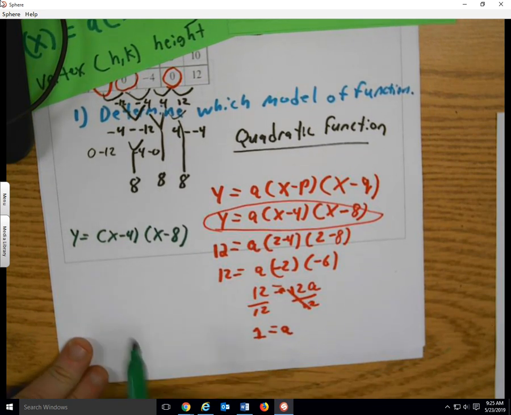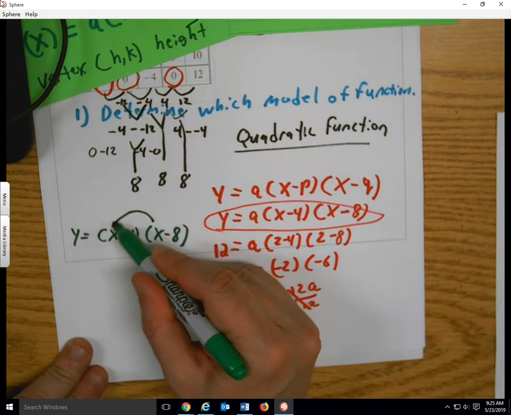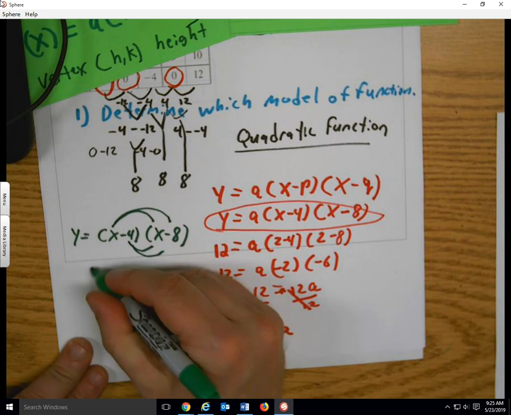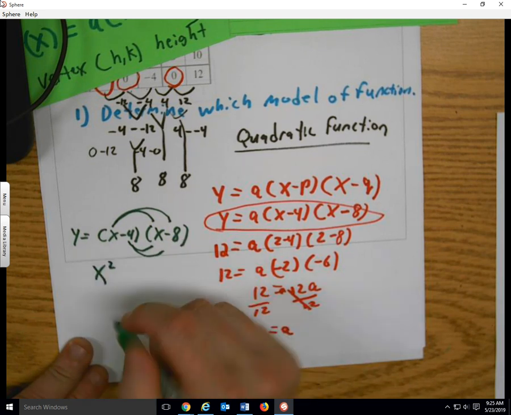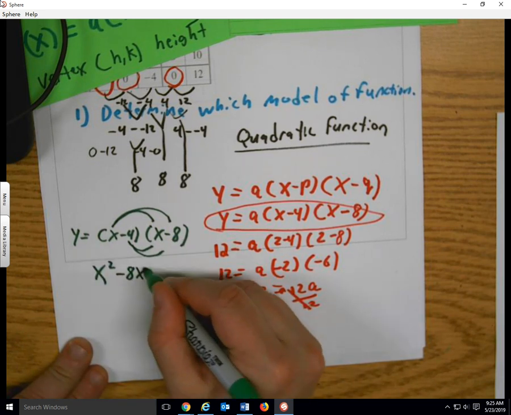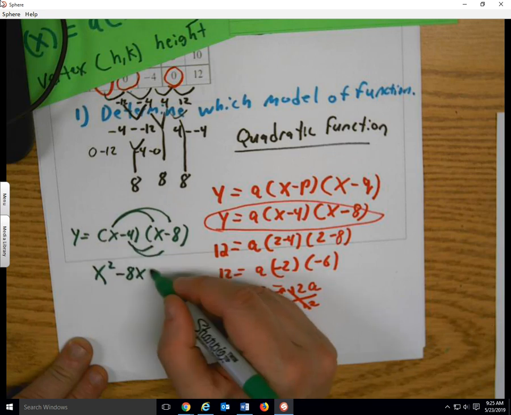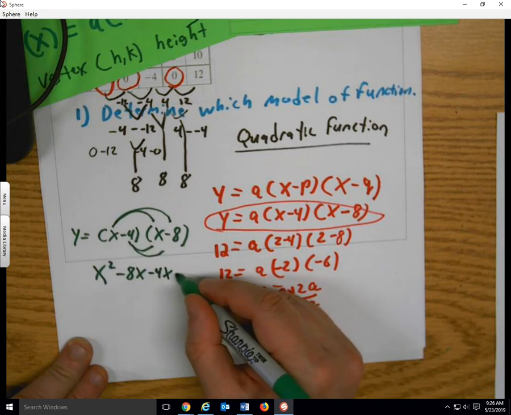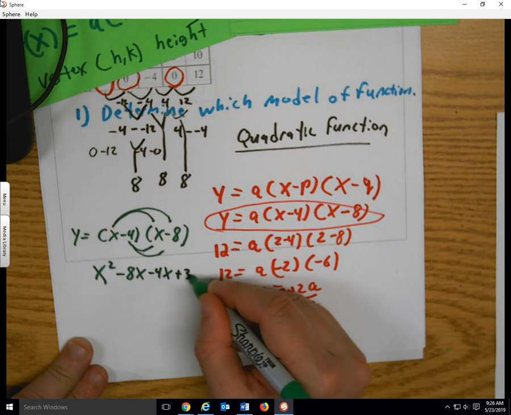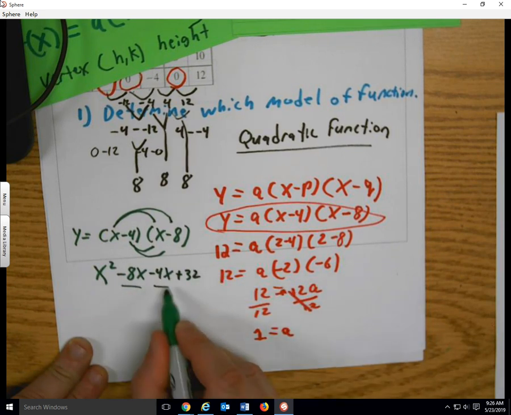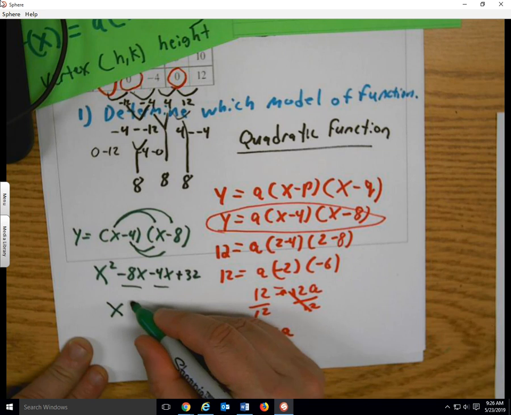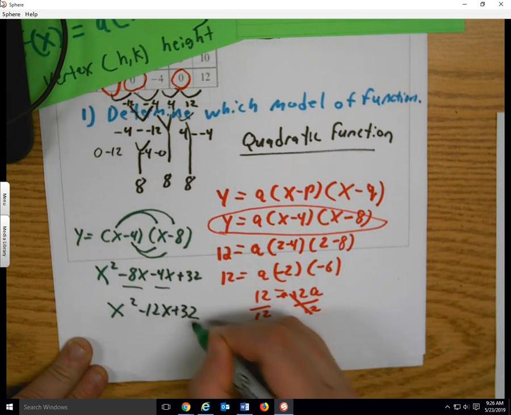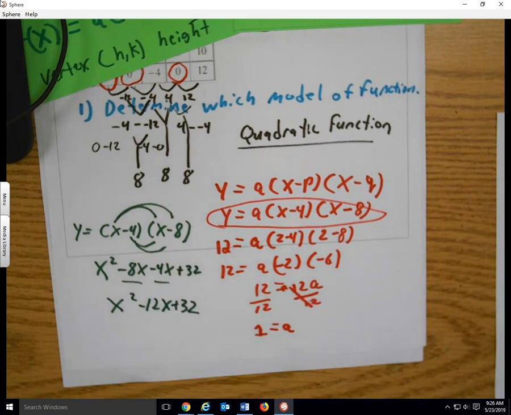So to turn into standard form, we just have to do normal order of operations. X times x would be x squared. X times a negative 8. Negative 4 times x. Negative 4 times a negative 8. Collect like terms. Whew, a lot of work, but that is how you do it.